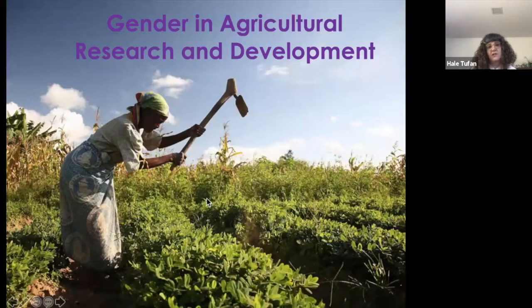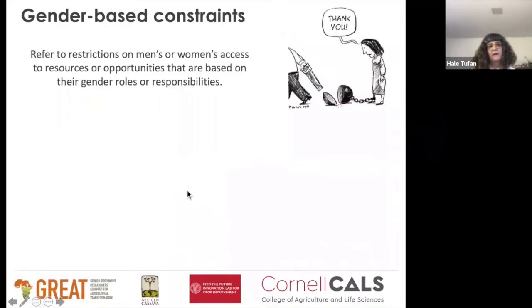So what does that mean for gender and agriculture research and development? The last concept I'm going to introduce is what's called gender-based constraints. These are really important for agriculture because, as we've talked about, there are different restrictions on men's and women's access to resources and opportunities. What these culminate in are the gender-based constraints, that is, how they're constrained in interacting with agricultural opportunities.